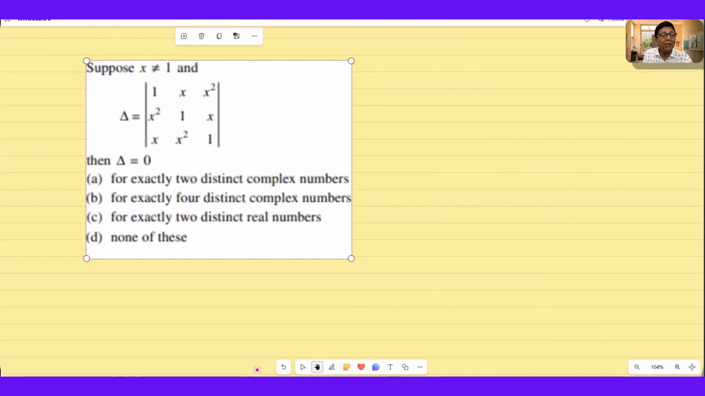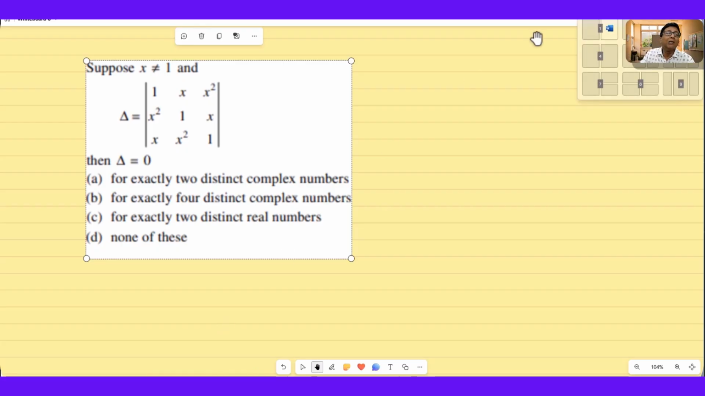What to do with this? X not equal to 1 and delta equal to the determinant 1, x, x square; 1, x, x square; 1, x, x square. Then delta equal to 0 for exactly 2 distinct complex numbers, for exactly 4 distinct complex numbers, for 2, for none of these, whatever. This will give you a polynomial. Let us try to get the polynomial here.